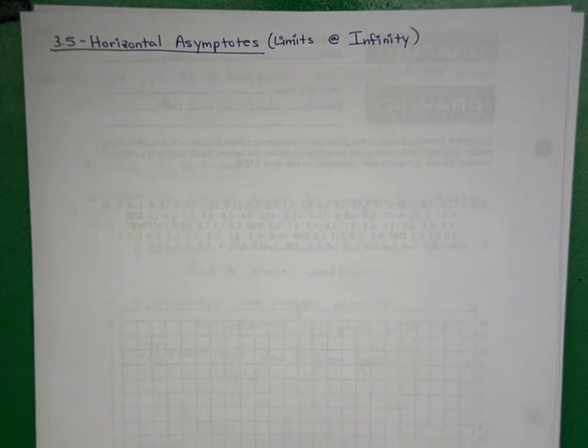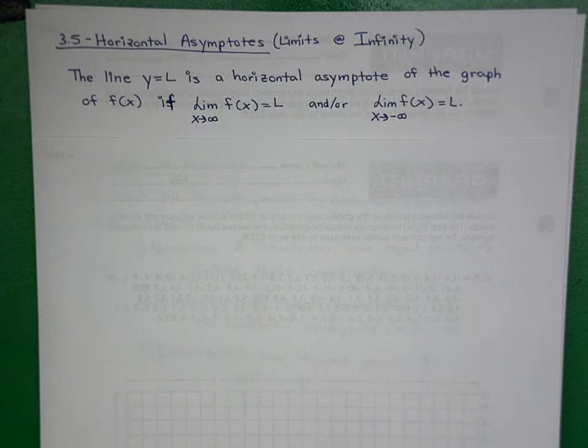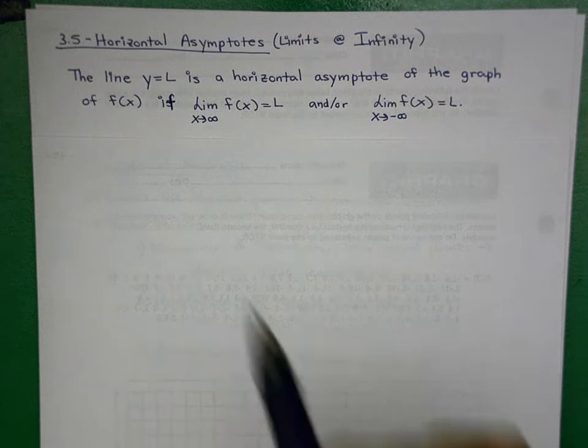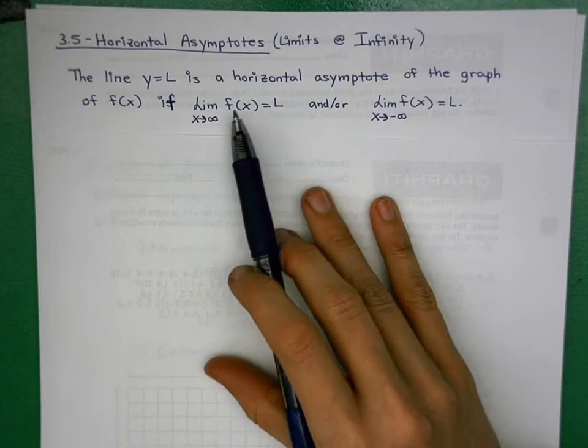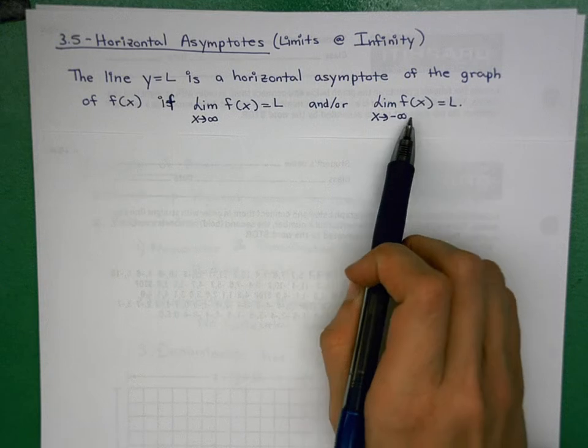Okay, 3.5, we were looking at horizontal asymptotes, or limits at infinity. Okay, so quick kind of definition here. The line y equals L is a horizontal asymptote of the graph of f of x if one or both of two things happen. Either the limit as x approaches infinity of f of x equals L, or the limit as x approaches negative infinity of f of x equals L.